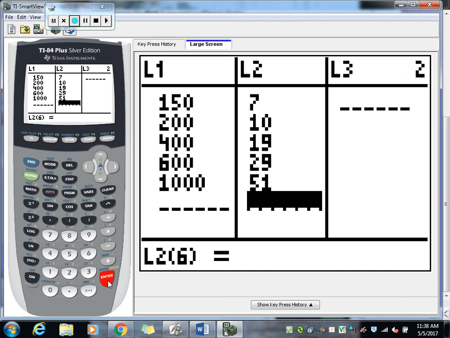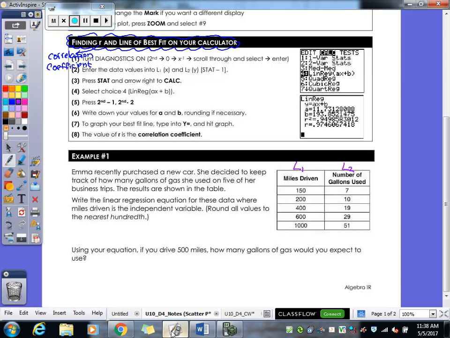So what we're going to do first is we're going to create a scatter plot first. So I'm going to follow this set of directions up here first.